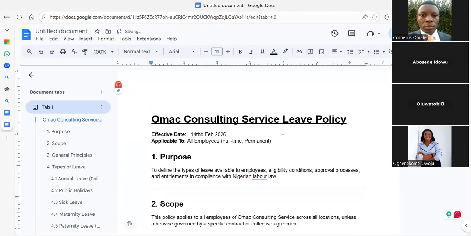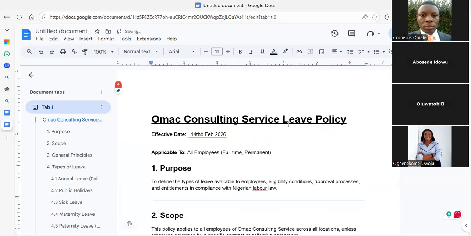So now, this policy is to who? Is it to all the employees? To all employees, both full-time, permanent, and temporary, whatever. So create a space a bit. This, I will also underline this. Underline this. Underline this.